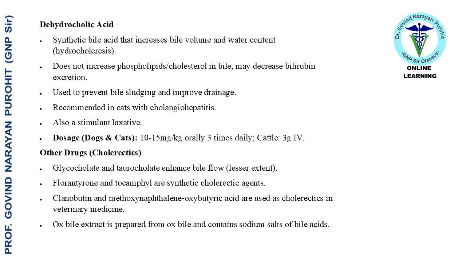Dehydrocholic acid is a synthetic bile acid that increases bile volume and water content, hydrocholeresis. Does not increase phospholipids or cholesterol in bile, and may decrease bilirubin excretion. Used to prevent bile sludging and improve drainage. Recommended in cats with cholangiohepatitis. Also a stimulant laxative. Dosage: dogs and cats, 10-15 mg per kilogram orally 3 times daily. Cattle, 3 g IV. Other drugs: choleretics glycocholate and taurocholate enhance bile flow to a lesser extent.